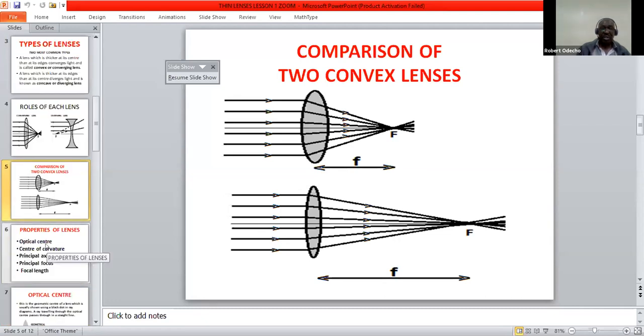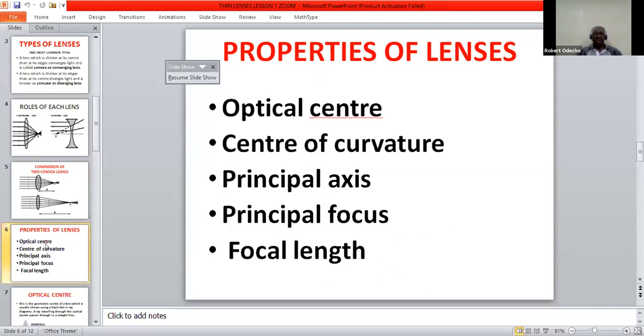Now, before I go to the properties of lenses, I want you to have an ordinary way of looking at a convex lens and how it came about. You have a spherical ball, or you have an orange. The spherical ball would not be a good example because the inside is empty. But an orange or a tomato is a continuous body, even inside. So take the example of an orange.